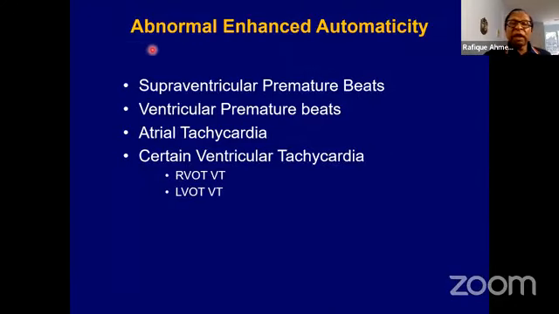We can have an abnormal enhanced automaticity, like a supraventricular premature beat can happen because of enhanced automaticity, ventricular premature beat, a lot of atrial tachycardia, and certain ventricular tachycardia, like RV outflow tract VT, LV outflow, they can be of an automatic focus. And it's important to understand it because when you do ablation, we have to find the spot. Because it's an automatic focus, we can map it and we can ablate it. And if it is really an automatic tachycardia, if we can pinpoint the location, we can ablate it.